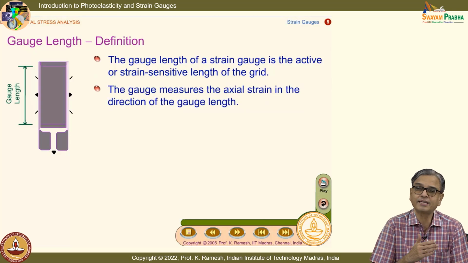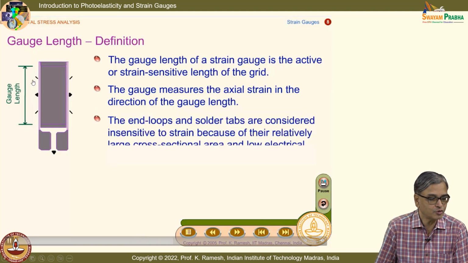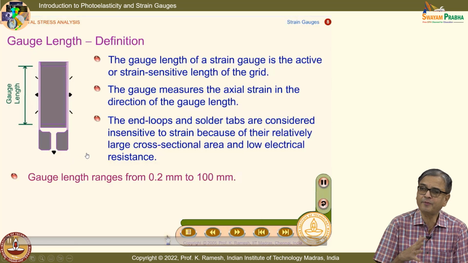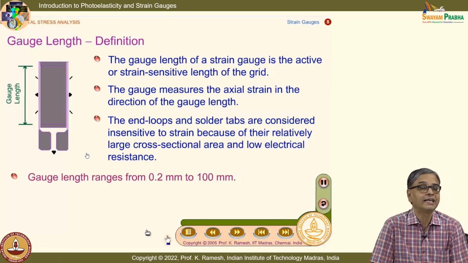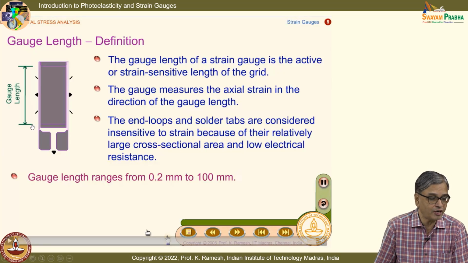See, what you will have to keep in mind is, I have a strain gauge which is blown up here. I have what is known as a gauge length. I want you to draw a sketch of this. And you have tabs where you connect it to lead wires. These are connected to the equipment for measurement. A strain gauge can give only a component of strain along the gauge length.